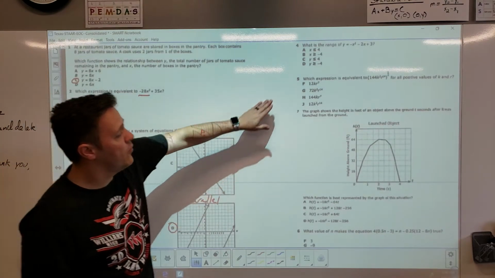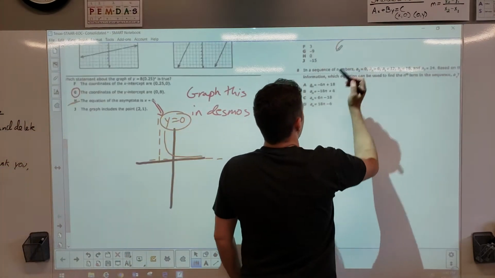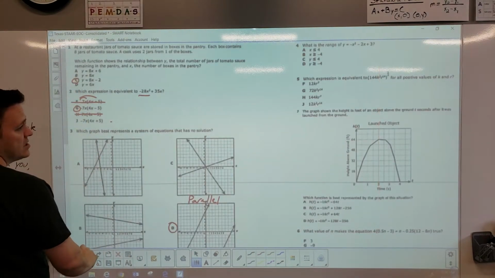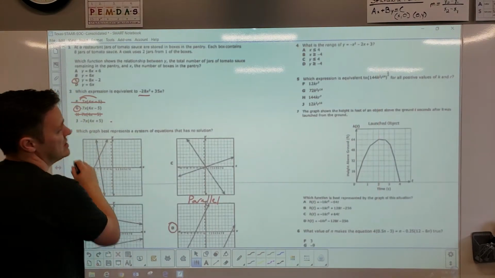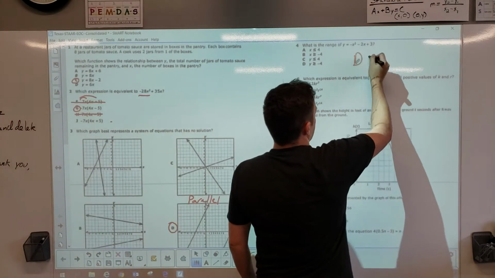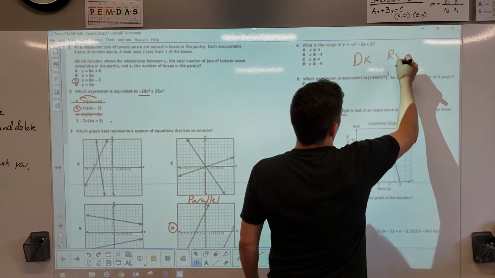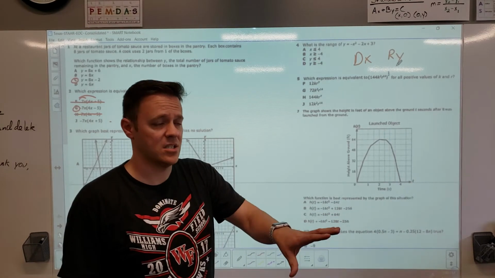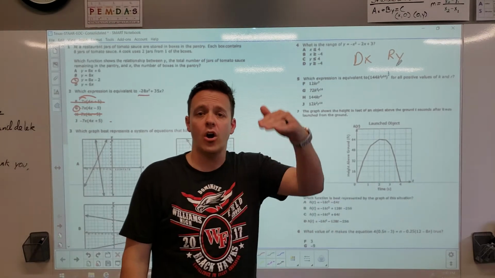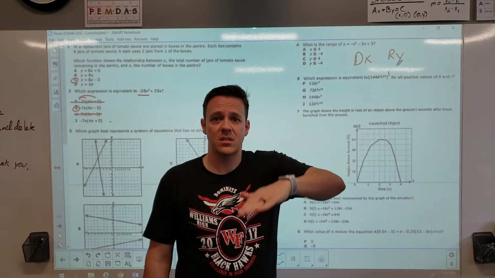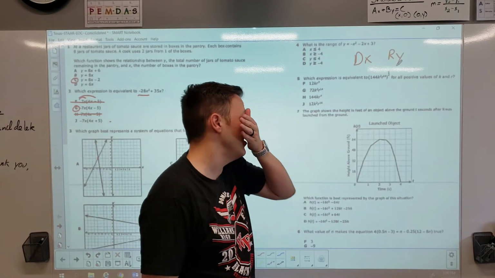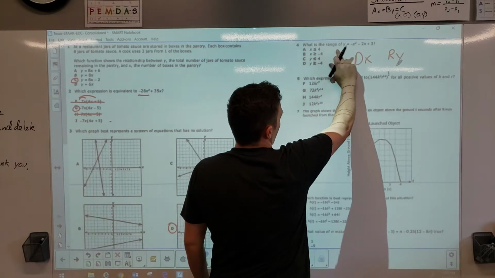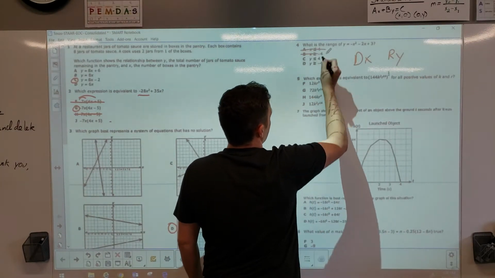All right, number 4, graph it. One aspect to remember when you graph these things is that it is DX, RY. Remember DX, RY. Domain is the x, which is left to right. R is the range, which is y, which is up and down. So DX, RY. If I'm going for the range, right away, A and B are gone.